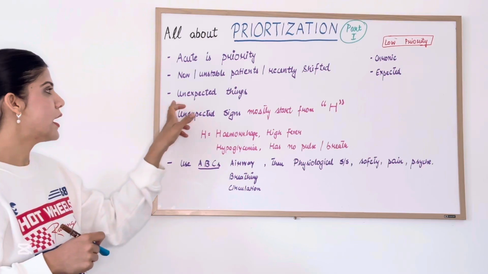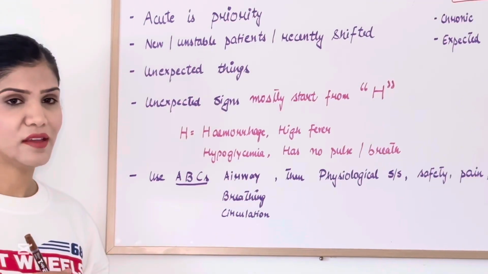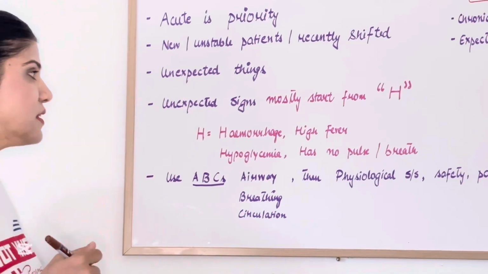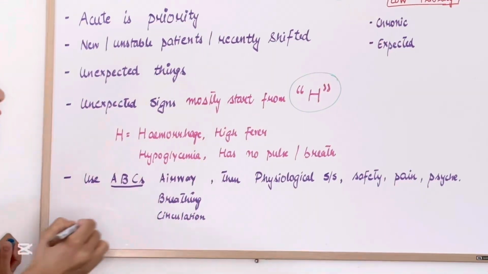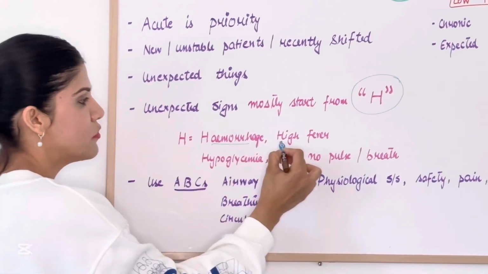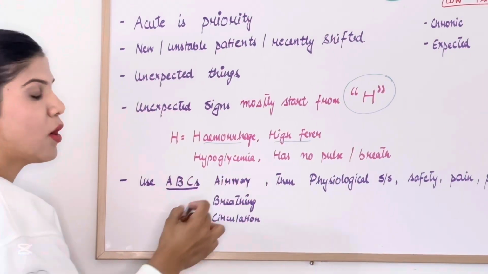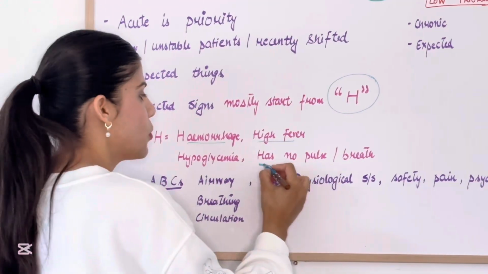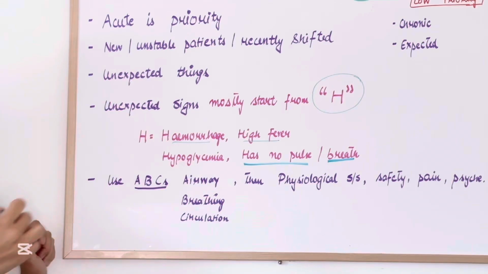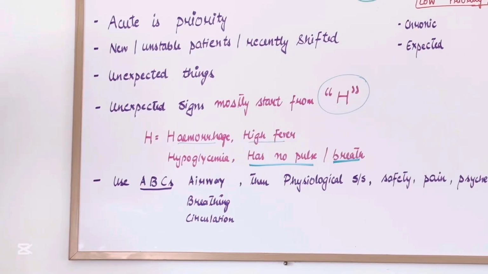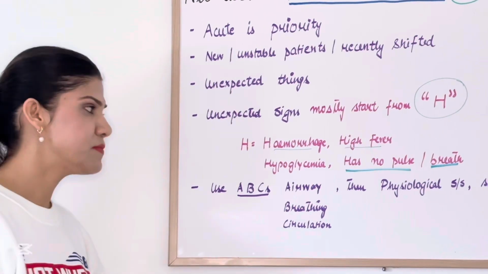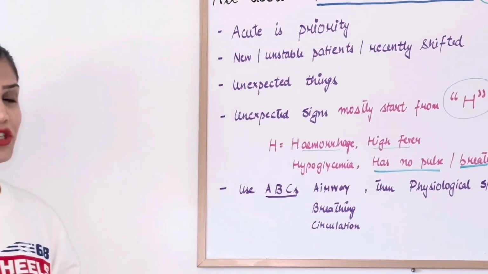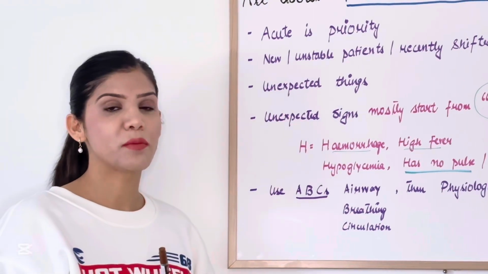Then look for unexpected things like unexpected signs and symptoms. And these signs and symptoms mostly begin with the letter H. So if you see hemorrhage, high fever, hypoglycemia, or the patient has no pulse, no breath, these are signs and symptoms which are of utmost priority, and we are looking for these signs and symptoms. So they mostly begin with H. Not to say that every time, but most of the time.